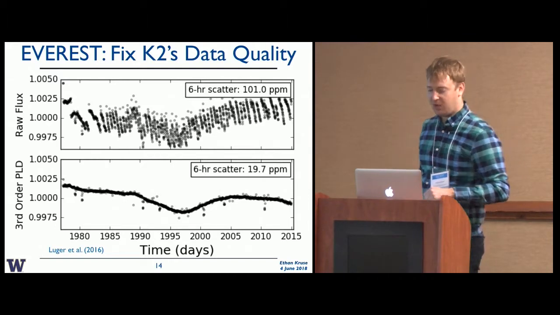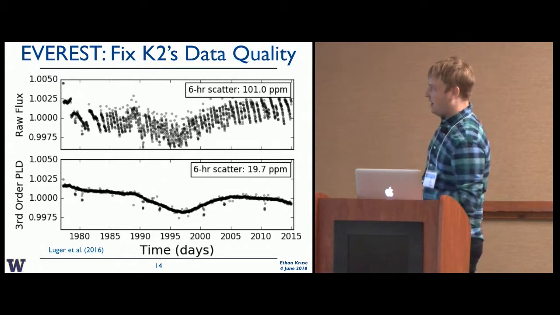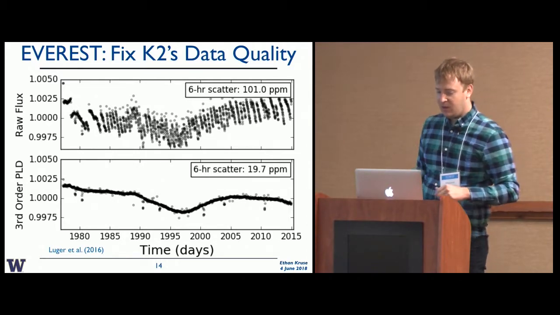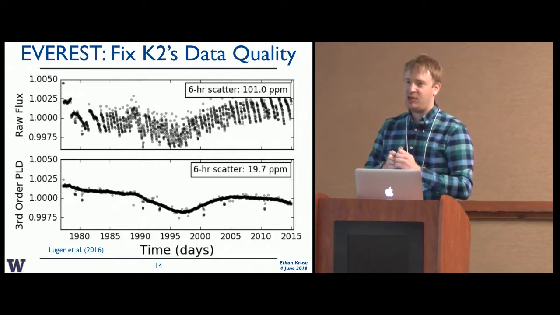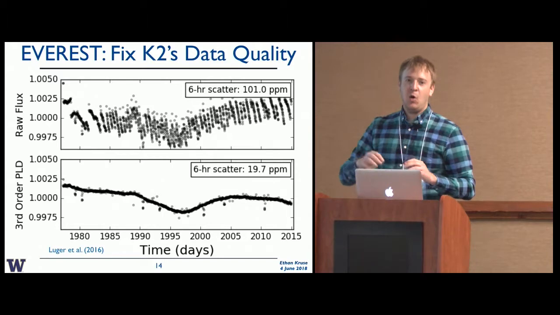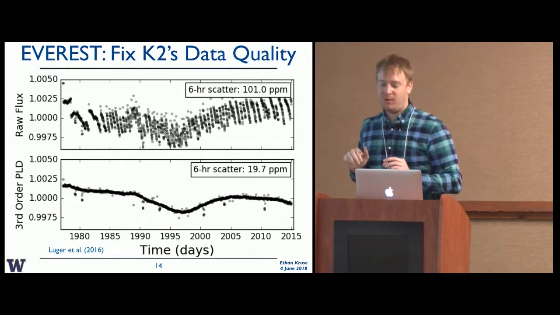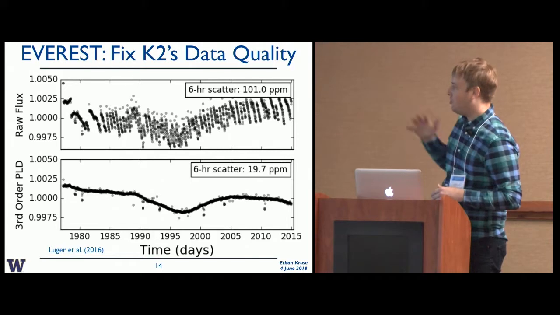On the top is the raw K2 data, and you can see all those jittery lines, which is caused by the spacecraft jumping around all over the place. And on the bottom is what we've done after we run EVEREST. EVEREST is able to pick out which bits of noise are caused by instrumental effects and model that, and then remove it. And so all you're left with is just the noise from the star. Then you're left with just pure stellar light.